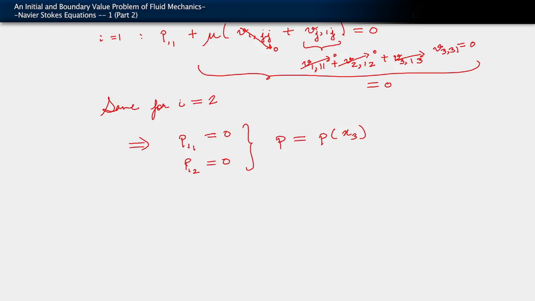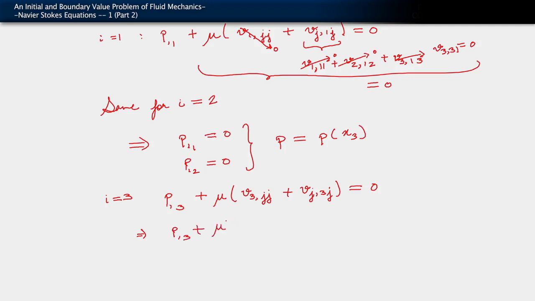Now let's go to i equals 3 and see what happens. For i equals 3 we have p comma 3 plus mu v3 comma jj plus vj comma 3j equals 0.